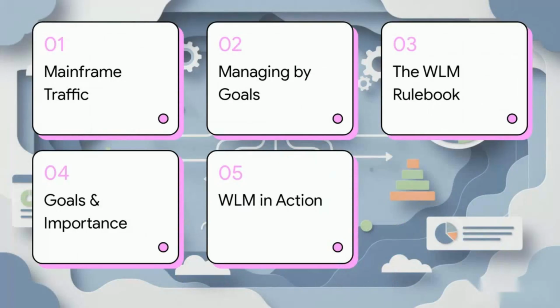So here's our game plan. First, we'll talk about the huge traffic problem that WLM was built to solve. Then, we'll get into its really unique philosophy, managing by goals, not just priorities. After that, we'll crack open the WLM rulebook and look at the two main levers it pulls, goals and importance. And finally, we'll see it all come together with some real performance data.